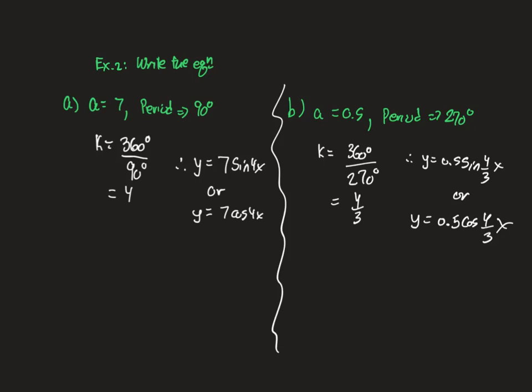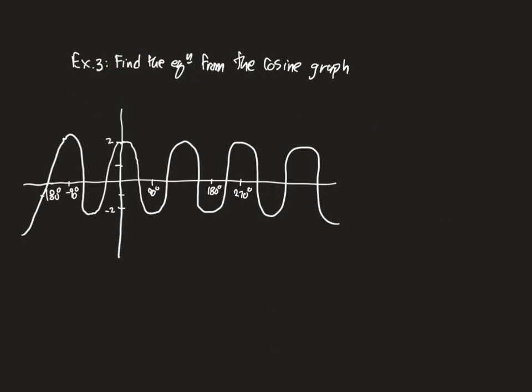Okay, so let's look at what we would do if we had a graph and we needed to find the equation. Let's take a look at this graph. In this graph, they give us a cosine function and they want us to find out what the equation is. So first and foremost, I know what my amplitude is. My amplitude is 2. Why? Because I have a maximum of 2 and minimum of -2, which means my amplitude has to be 2. So I know A is 2 right off the bat.